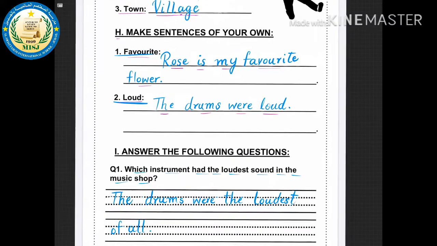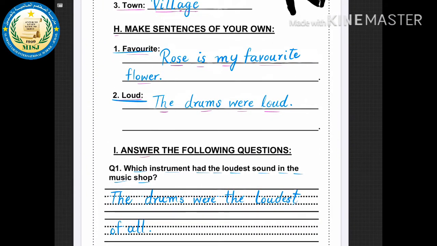Moving on to exercise I, which says answer the following questions. In this exercise, we answered the questions. Question number 1 was, which instrument had the loudest sound in the music shop? So students, we had 4 musical instruments: piano, cymbals, drums, and trumpet. Which one was the loudest of all? Yes, the drums were the loudest of all. Very good.